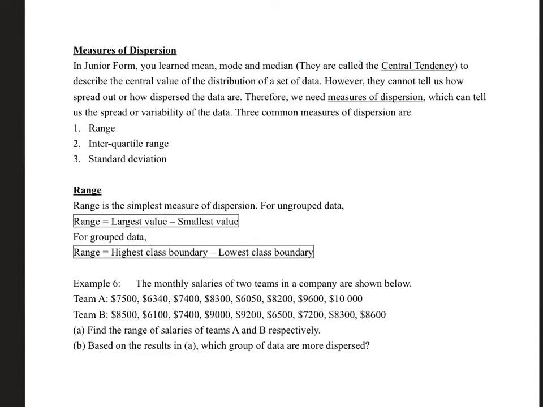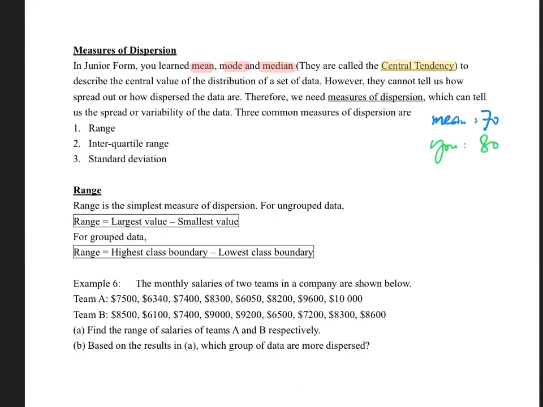In Form 4, you learn the concept of central tendency, which includes three values called mean, mode, and median. Let's take an example for the idea about it. For example, in a math test, the teacher tells you that the mean of your math test is, let's say, 70. And now you've got your result, which is 80.